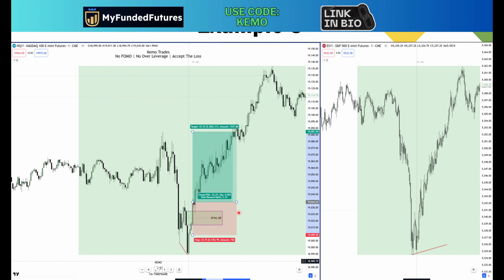So example number 3, we had an SMT between this low and S&P right here between this low and this low. So Nasdaq did make a lower low while S&P failed to do so. And this is why this is a clear SMT and so powerful. So remember guys, after confirming that this is indeed an SMT, you don't need to blindly jump in a trade. Why was this trade so powerful and amazing and so clean?